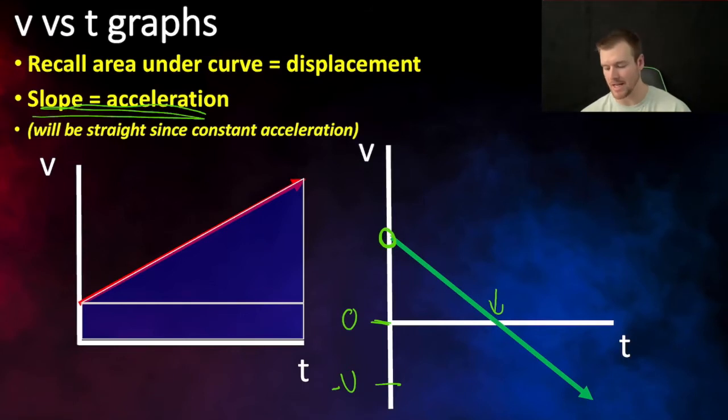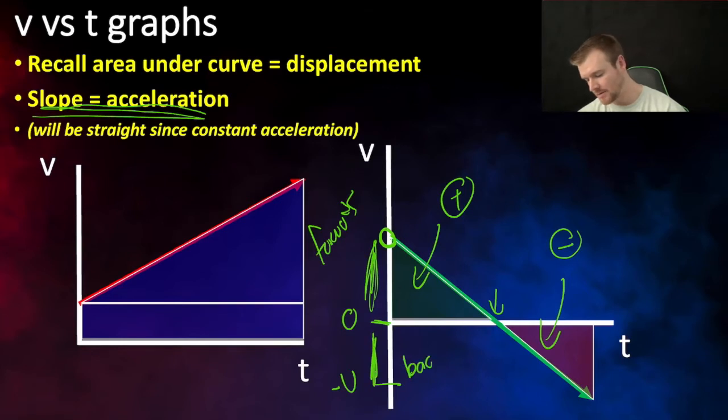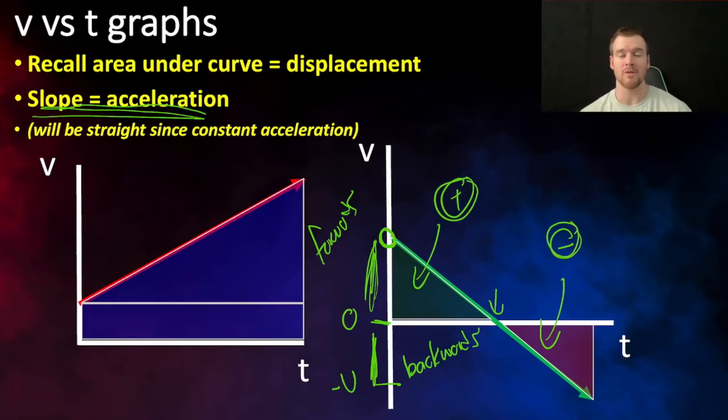And again, as we said in the last video, take the area here, consider that forward displacement, take the area here and consider that negative displacement, as this part is all forwards and this part is all backwards. So we take positive here, subtract this to figure out your displacement from where you started.